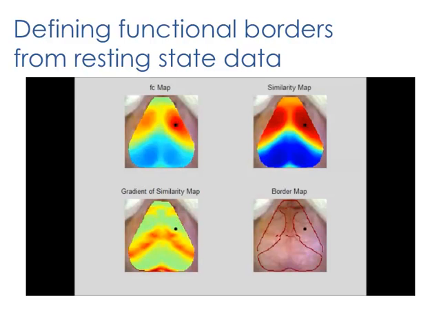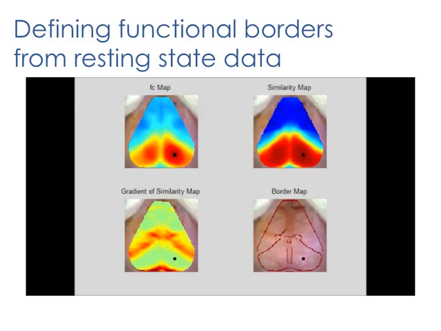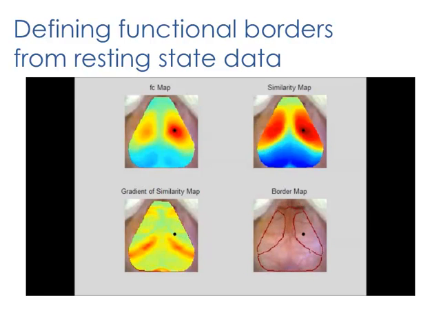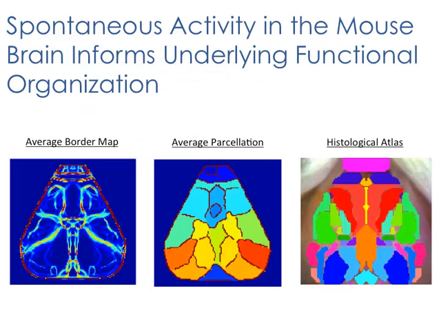And so we then take the gradient of this map to get this pattern, and then using a simple Canny filter, finding the edges of this gradient map, we get these borders. So then we do this for 25 mice. And we get these very distinct functional borders from the resting state functional connectivity that corroborates really strongly with what was done with this average parcellation scheme, both of which look a lot like the underlying histology.